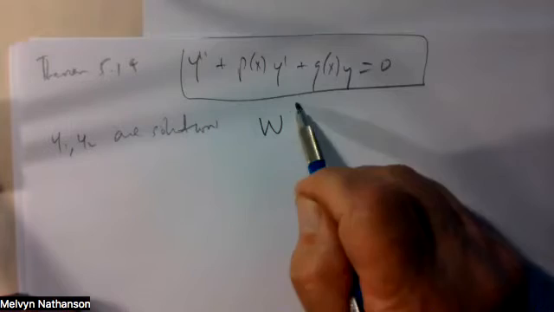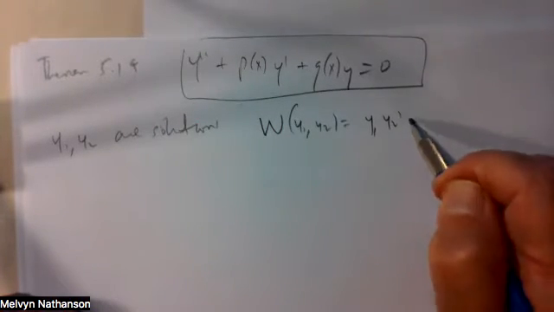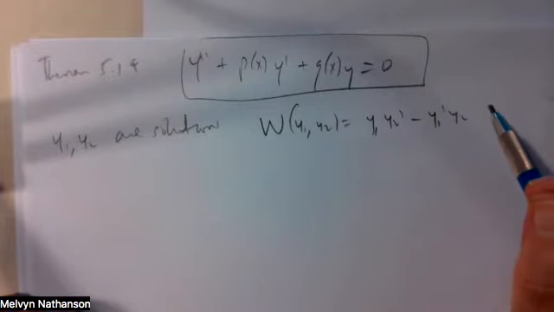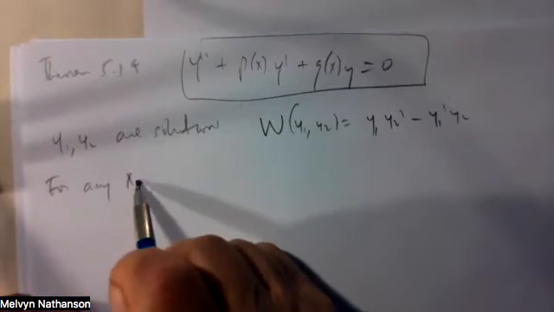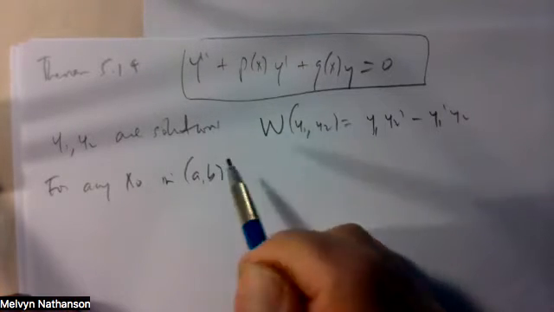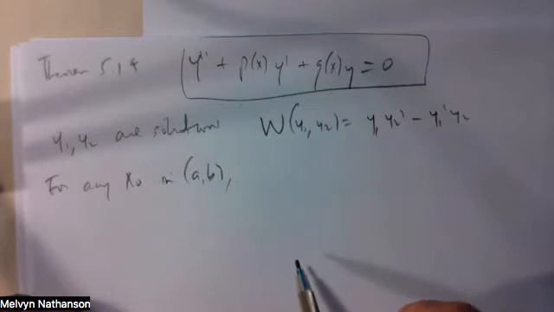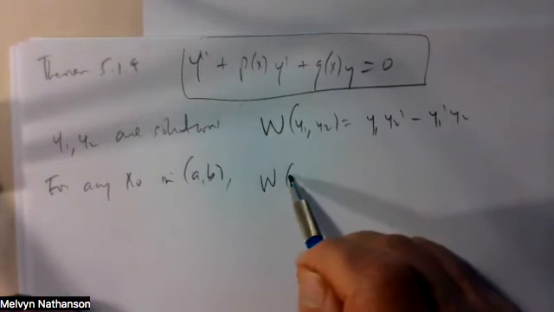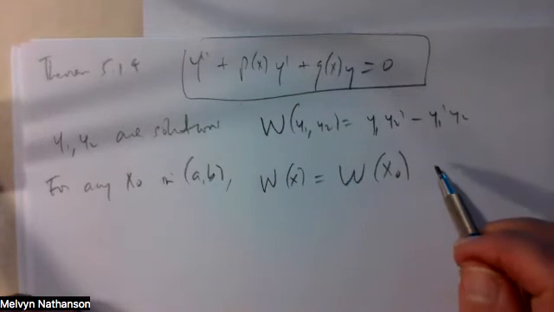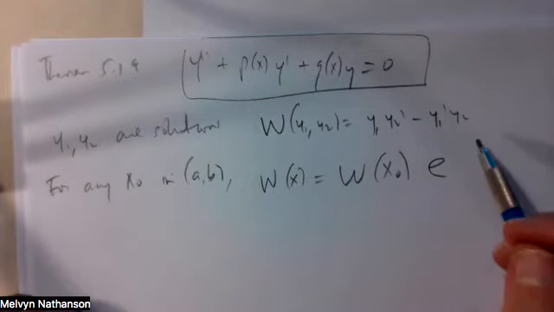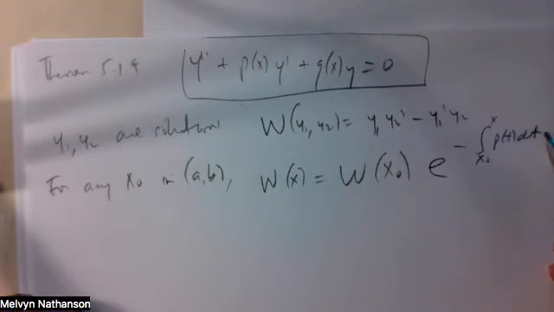So recall that the Wronskian of y1 and y2 is the function y1 y2 prime minus y1 prime y2. And the theorem says that for any x naught in the interval from a to b, that's an interval where the functions p of x and q of x are continuous, the Wronskian, as a function of x, is the value of the Wronskian at x naught times e to the minus the integral from x naught to x of p of t dt.